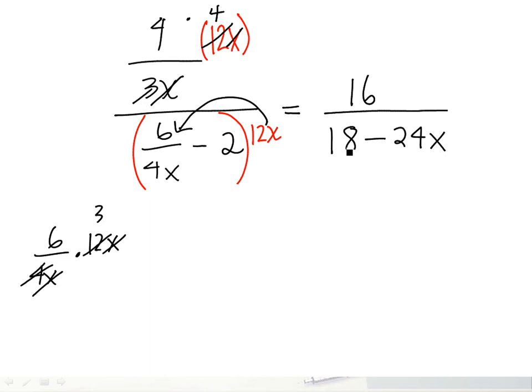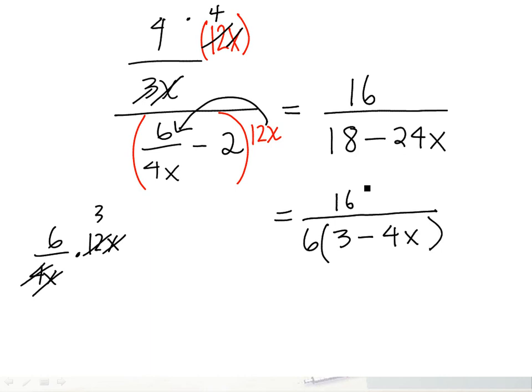Now, can this be simplified in any way? It looks as if it can be simplified because all of these numbers are divisible by 2. Let's factor the denominator here. The number 2 can be taken out. What other number can be taken out? 6 is the GCF of 18 and 24. So let's take a 6 out. We have 3 minus 4x.